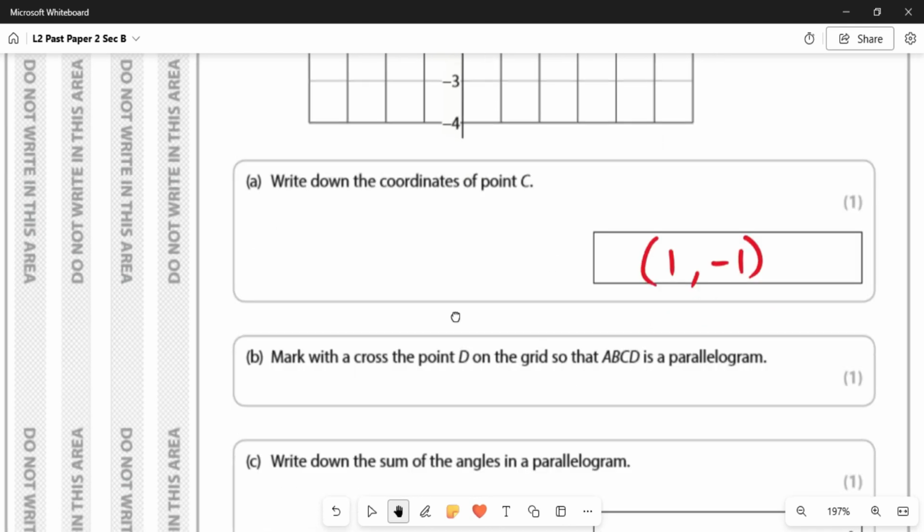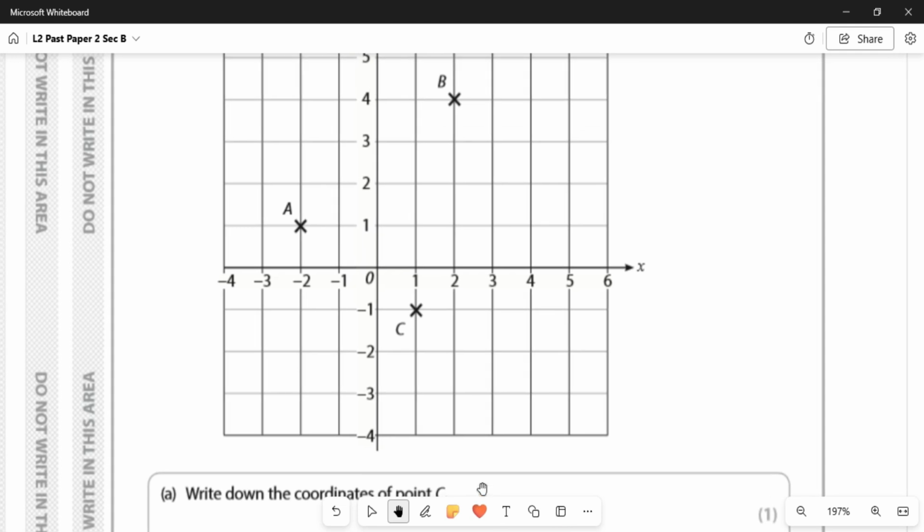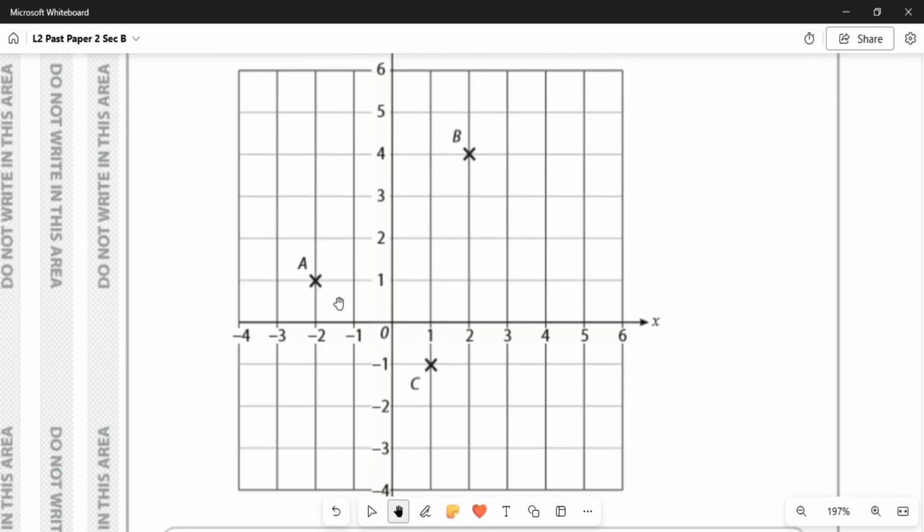Mark with a cross the point D on the grid so that ABCD is a parallelogram. Okay, so I reckon, you've got 3 points here. There's actually 2 answers. You could have a point somewhere around here, a really weird parallelogram. Usually I think most people would probably put their answer around about here, but where exactly does it go? Well, if it's a parallelogram, there will be some kind of symmetry involved.